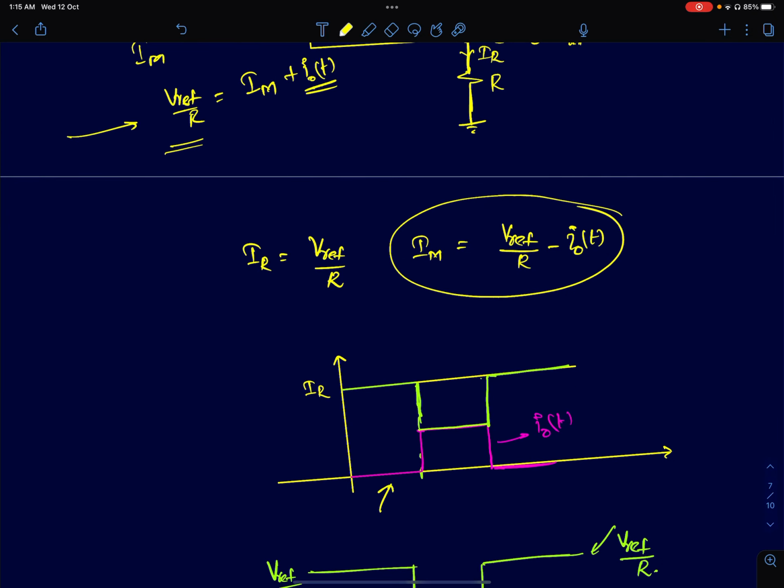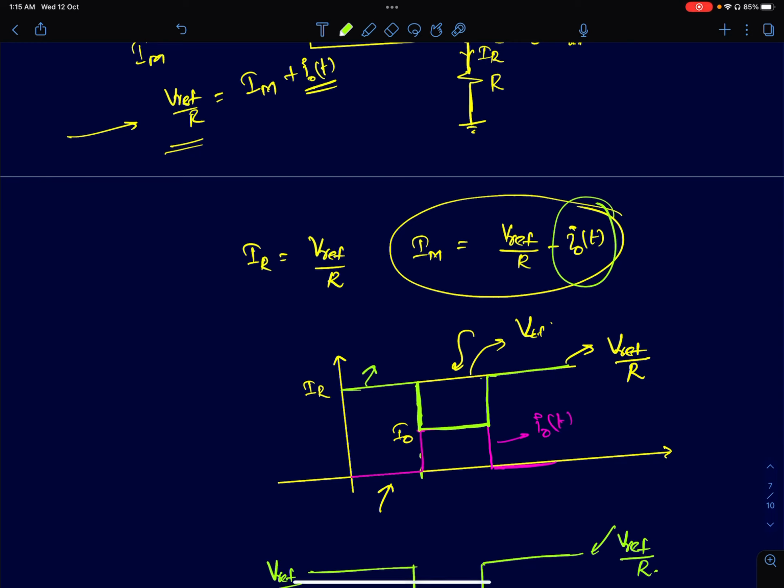So I have shown the three waveforms here. Shown in pink is the current I0 of t. It reaches a peak value of I0. Shown in yellow is the current flowing through Vref by R. That is always constant, always equal to Vref by R. But if you look at the MOSFET's current, which is shown in green here, initially it's equal to Vref by R, but the moment I0 of t kicks in, it starts absorbing current. The current in the MOSFET decreases by I0. So it decreases and remains at a lower value as long as I0 of t is non-zero.